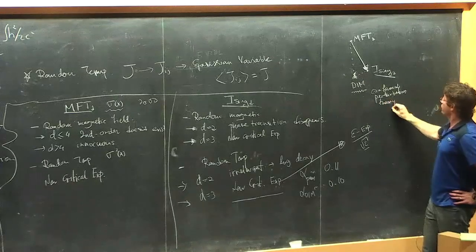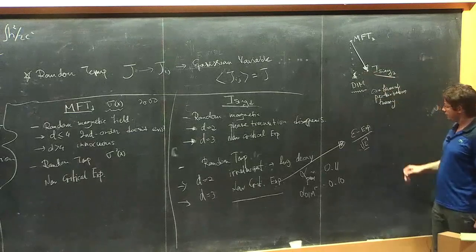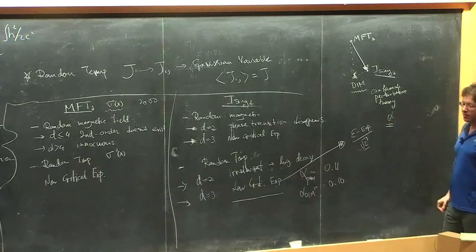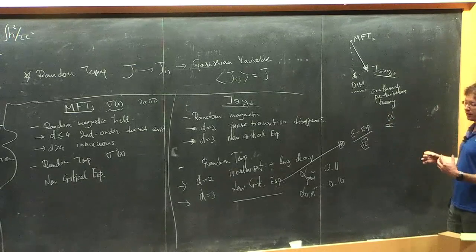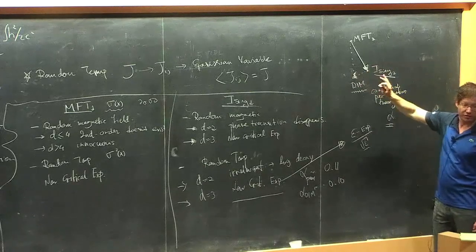Now, why is there a small parameter? When we do conformal perturbation theory, we need a small parameter. And somehow nature provided us, luckily, with a small parameter. The small parameter is alpha. What I'm going to claim is that the heat capacity exponent is a correct small parameter in such expansions from pure systems to disordered systems.